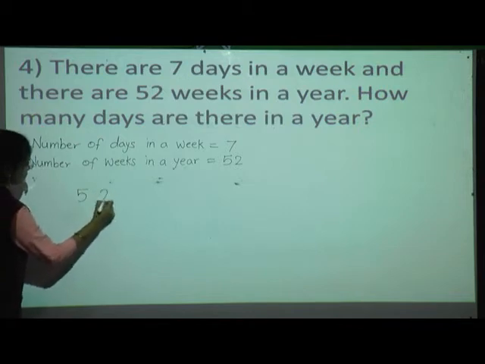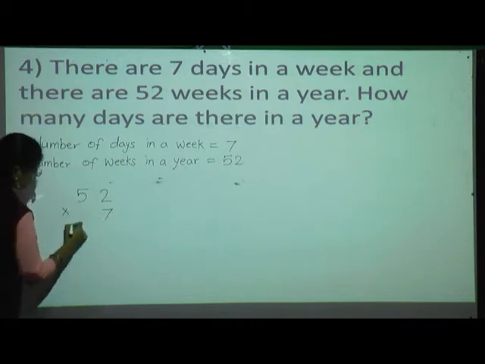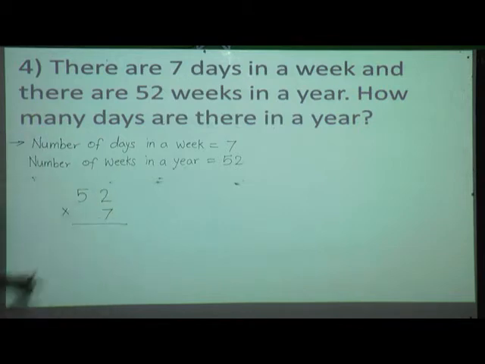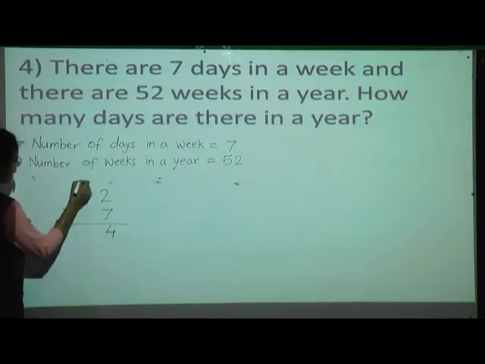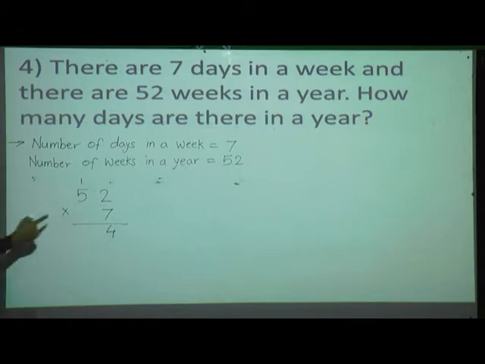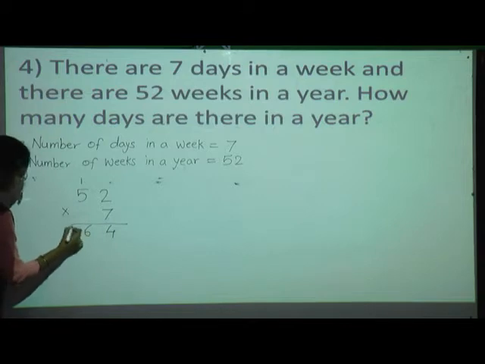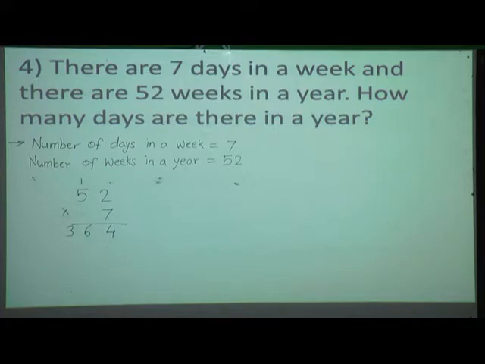52 into 7. 7 into 2, 7 twos are 14. So we will write here 4 and 1 as a carry. Then move to the next place, that is 7 into 5. 7 fives are 35 plus 1. 35 plus 1, 36. So what answer did we get? 364. So how will you write the answer in a sentence?